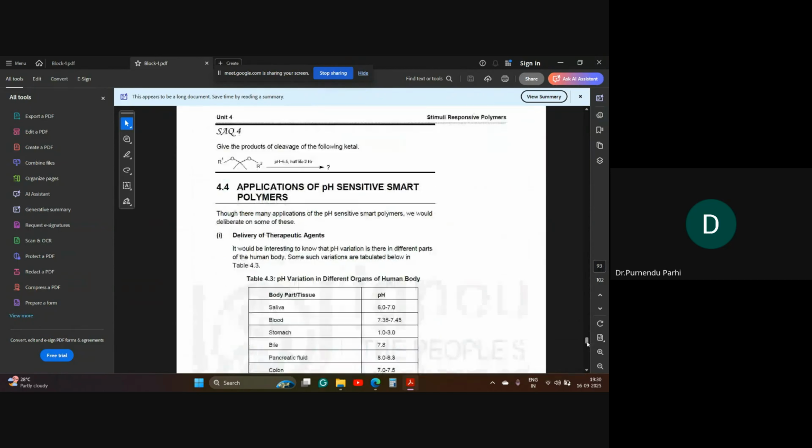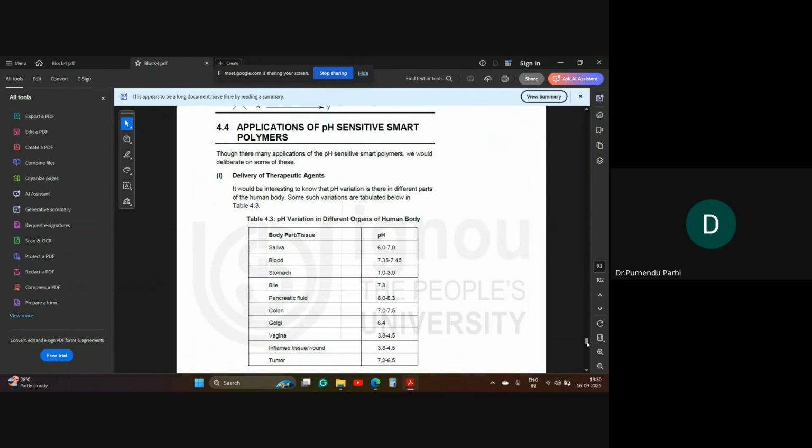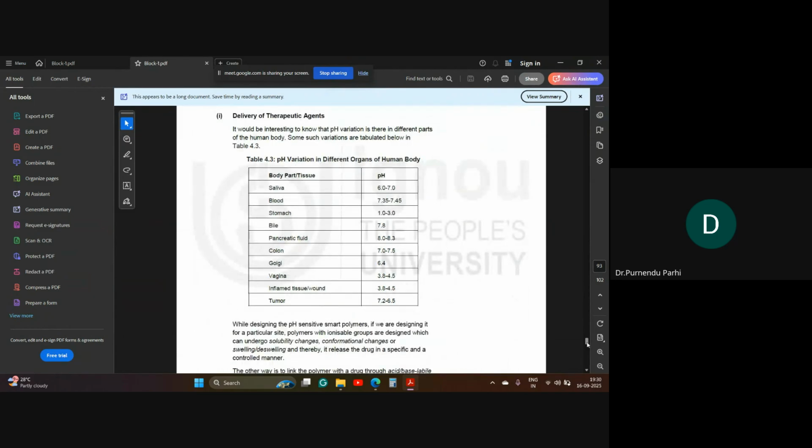Then application of pH sensitive smart polymers. They are applied in the delivery of therapeutic agents. Suppose you have to deliver some therapeutic agent inside your body. So maybe that polymer will swell in basic pH or acidic pH, like in the saliva or in your mouth, it can swell to release that drug, or it can swell in the stomach to release that drug.